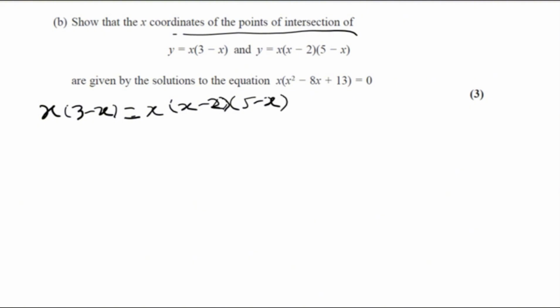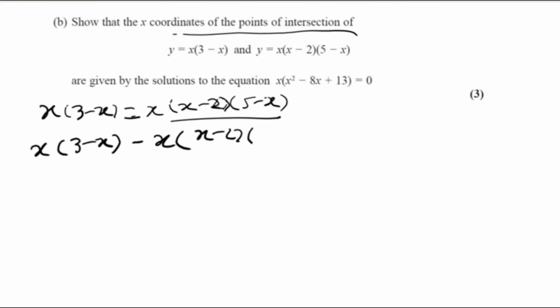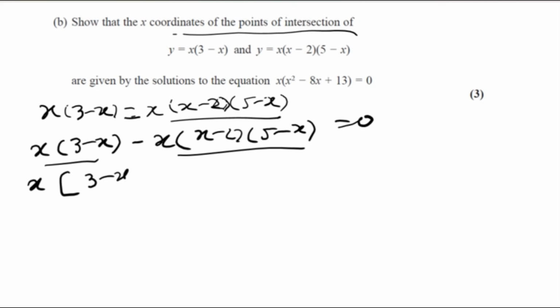Now here, I can cancel x on this side, but I will not do it because I need x as a solution. So what I will do is move this whole thing onto the left hand side. So x(3 minus x) minus x(x minus 2)(5 minus x) is equal to 0. Because I need it equal to 0. Now from these two terms, I am taking x common. So (3 minus x) minus (x minus 2), I have to put a big bracket, and (5 minus x) equal to 0.